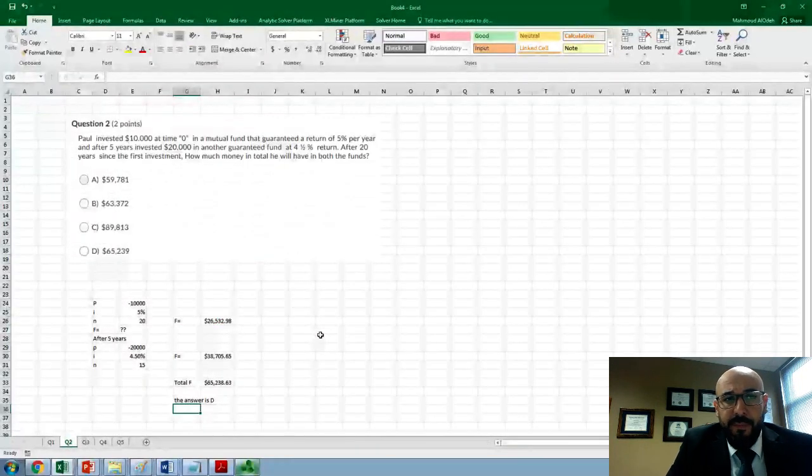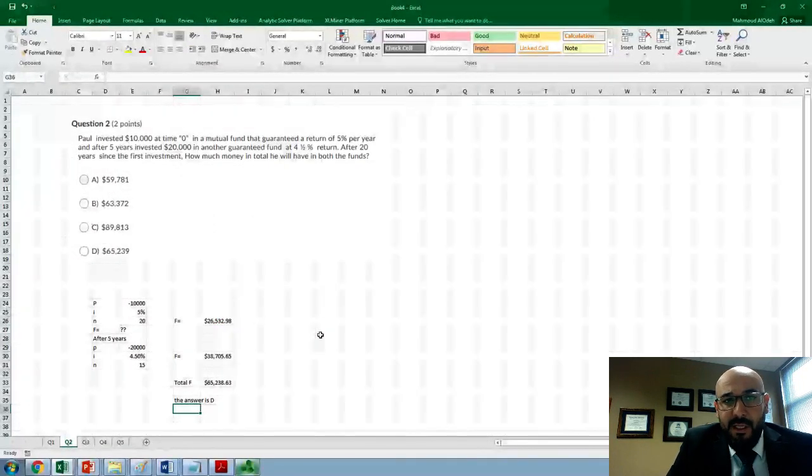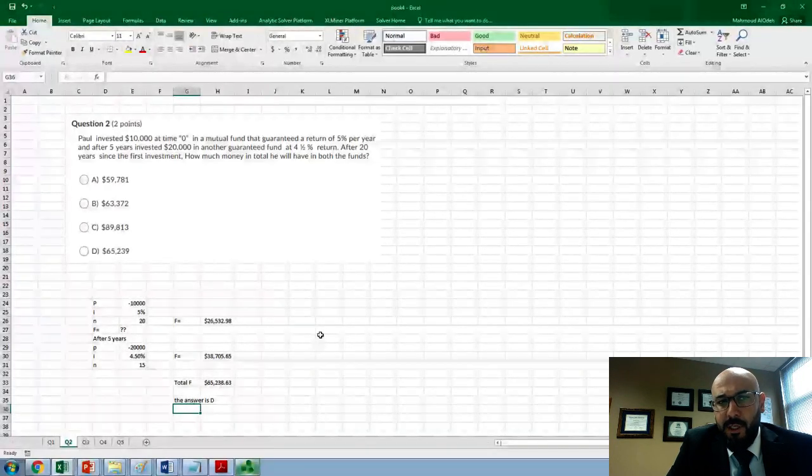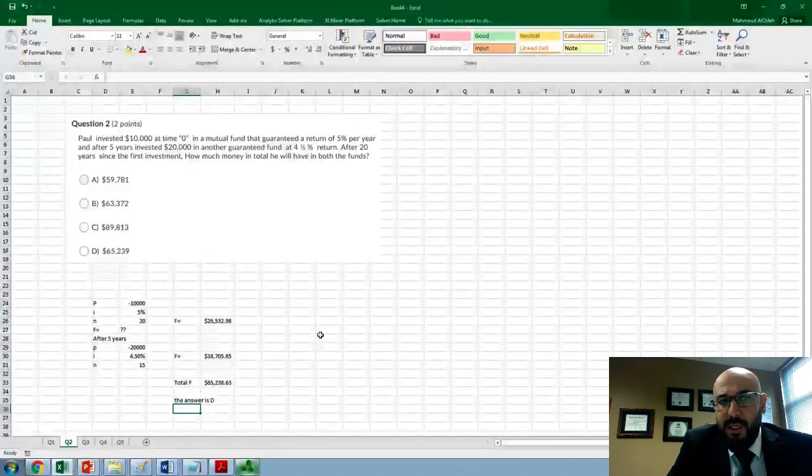Question number 2. Paul invested $10,000 at time 0 in a mutual fund that guaranteed a return of 5% per year, and after 5 years invested $20,000 in another guaranteed fund at 4.5% return. After 20 years since the first investment, how much money in total will he have in both funds?